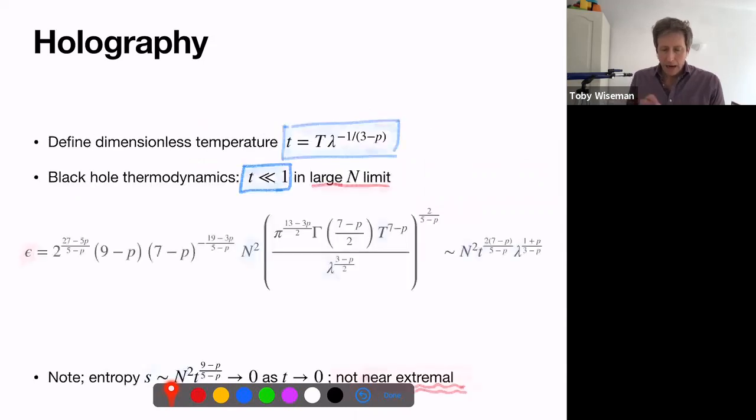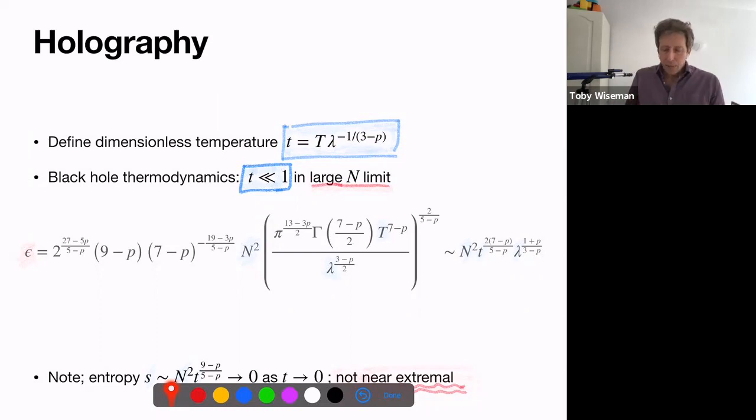Now, the temperature is, of course, dimensionful, but our coupling is now dimensionful too. So in this situation, when we turn on finite temperature, as we'll be doing here because we're interested in black holes, there's a natural dimensionless coupling, which you form by taking the temperature in units of the 't Hooft coupling. I'll call that little t, that's dimensionless.